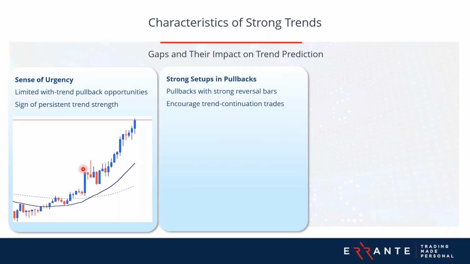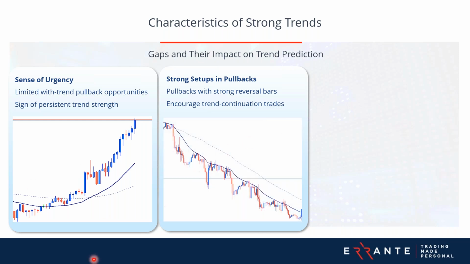So you need to look for another characteristic of these types of trends, and that's the strong setup in pullbacks. Even when pullbacks occur within a strong trend, they often present strong reversal bars. These bars tempt traders to continue with the trend, and signal not just the market's temporary retreats, but also its readiness to resume the prevailing direction. So identifying these strong setups in pullbacks allows traders to find confidence in the trend's continuation, and it offers strategic entry points for rejoining the trend.